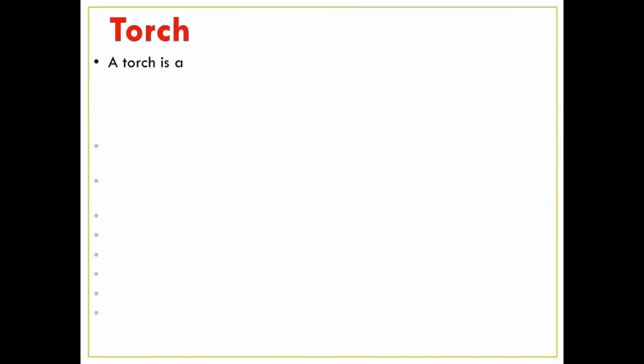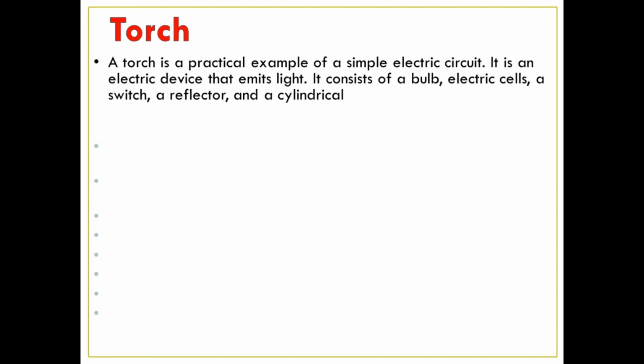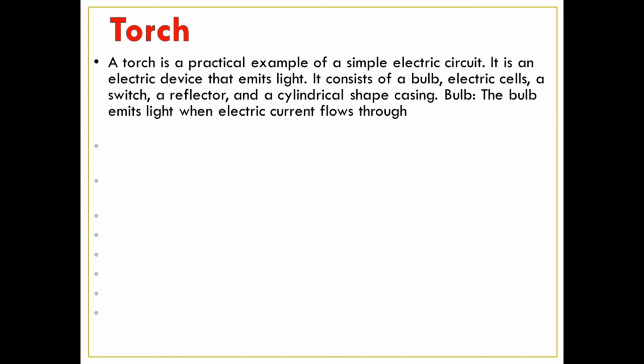Now the torch. A torch is a practical example of a simple electric circuit. It is an electric device that emits light. It consists of a bulb, electric cells, a switch, a reflector, and a cylindrical shape casing. A bulb emits light when electric current flows through its filament.